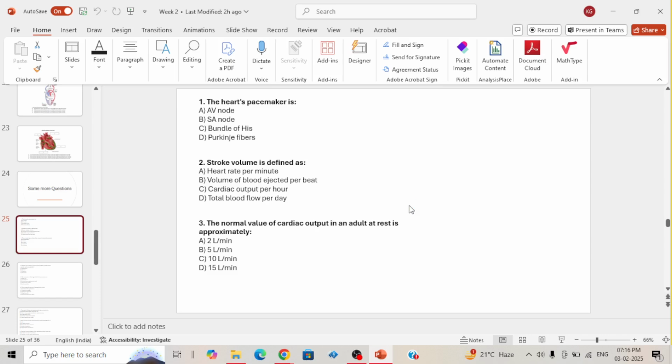So yes, the heart pacemaker is, these are four options: AV node, SA node, bundle of His, or Purkinje fibers. What is the heart pacemaker? SA node, ma'am. Yes, it is the SA node.